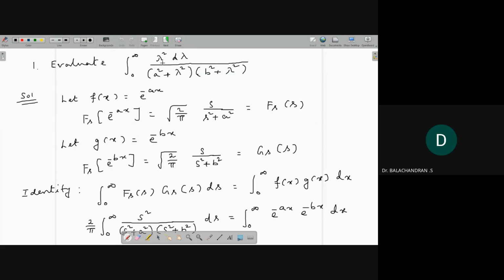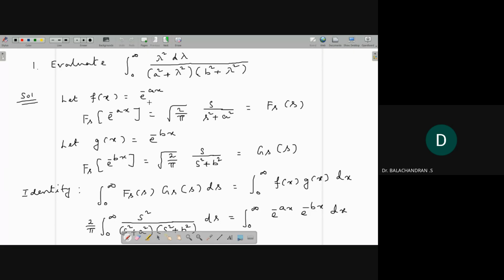Here, in the numerator we have lambda square. In the previous class we solved a problem where, instead of lambda square, you have 1. In that problem we found the Fourier cosine transform. If you have a variable like lambda square or x square, you should apply the Fourier sine transform. You here have a square and b square.